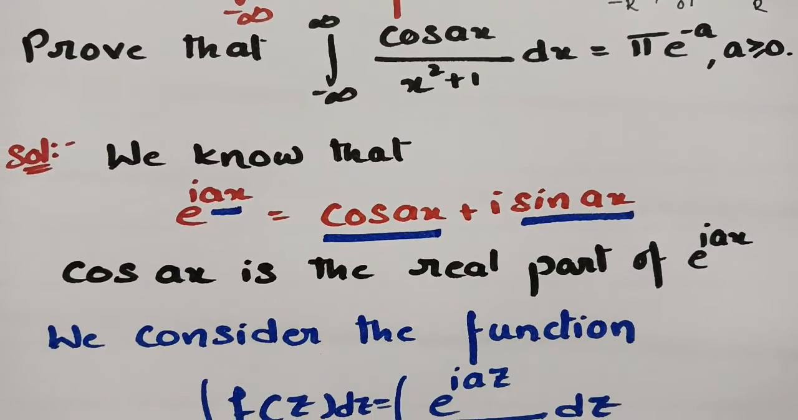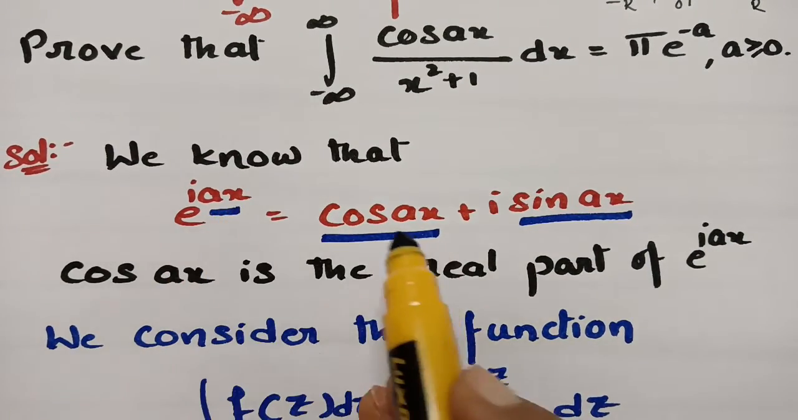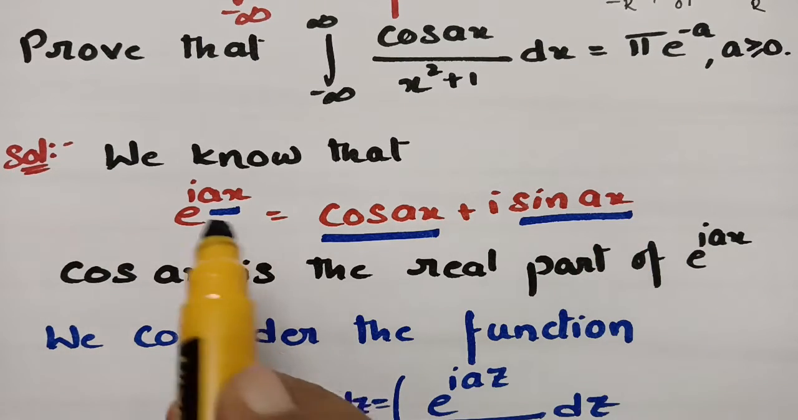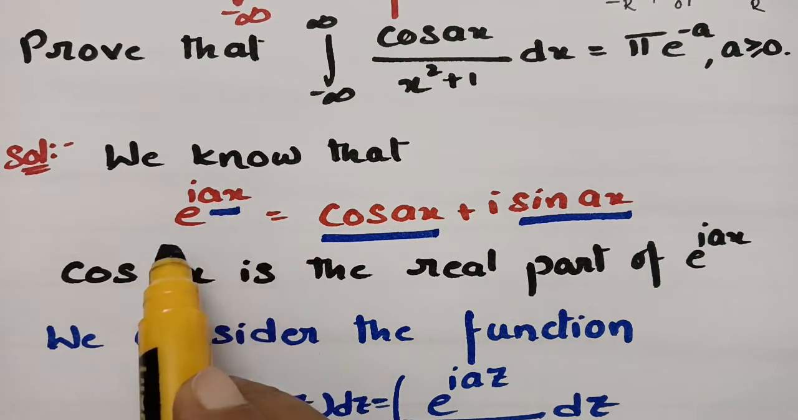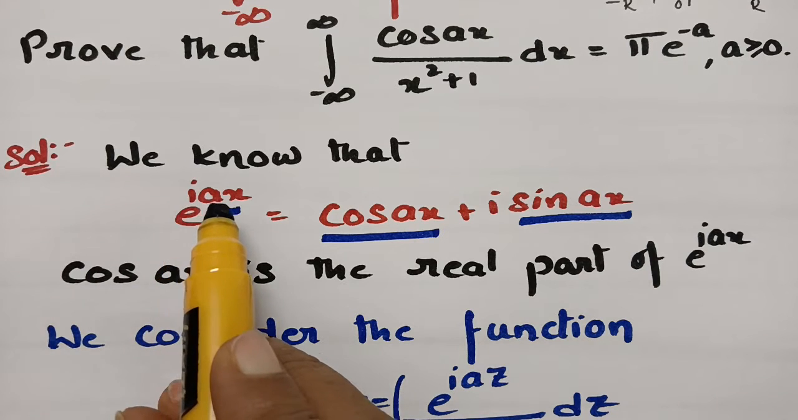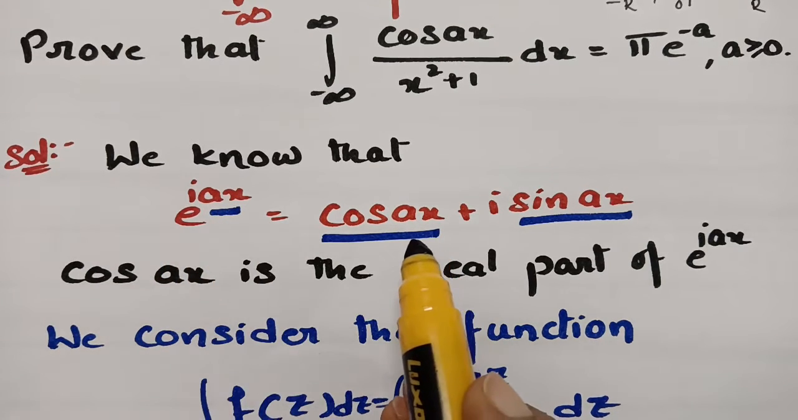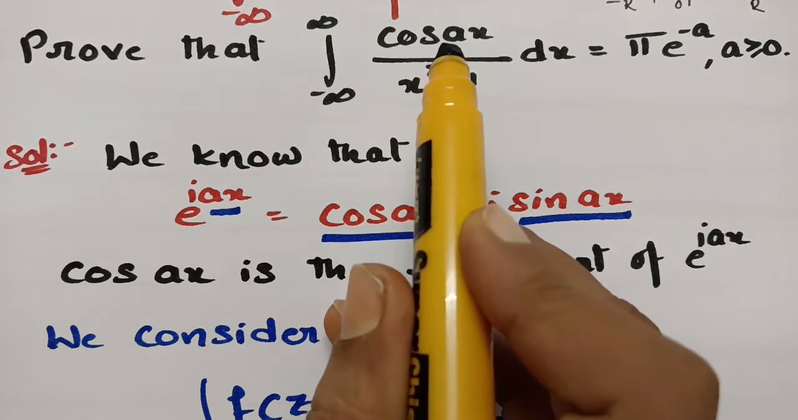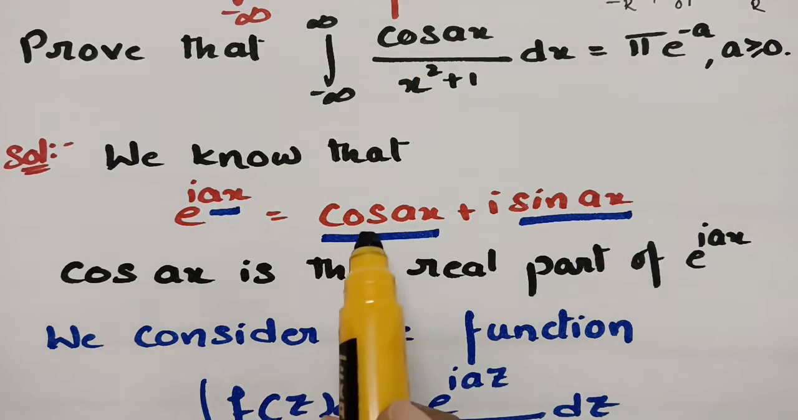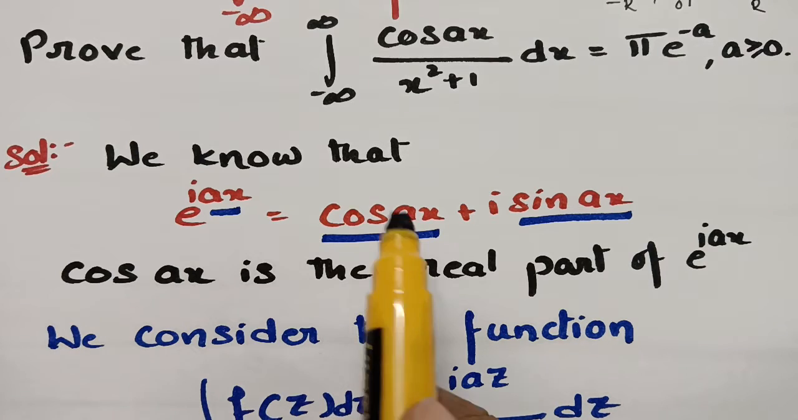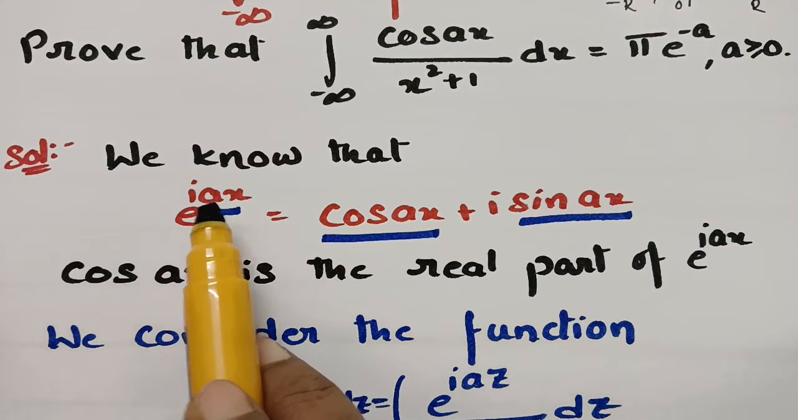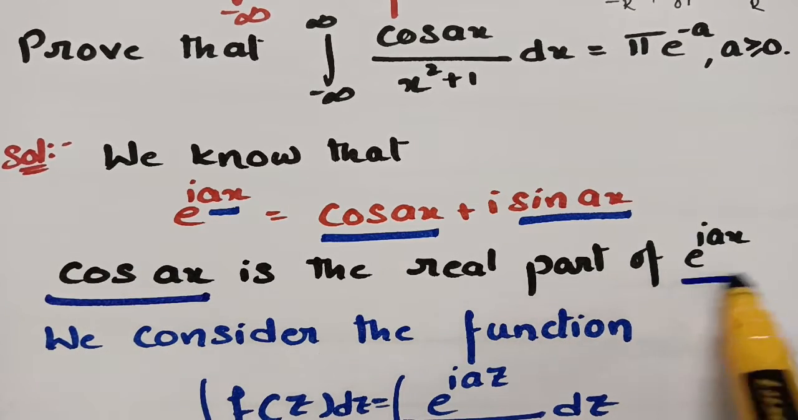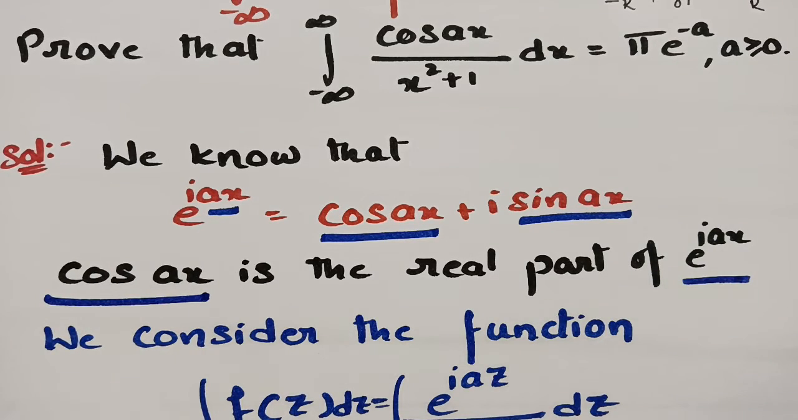As you know, e power i theta is nothing but cos theta plus i into sin theta. Here in place of theta we have ax. So e power i into ax is nothing but cos ax plus i sin ax. I need cos ax, as in the question. So what will be cos ax? Cos ax is nothing but the real part of e power i ax. Clear? Cos ax is nothing but the real part of e power i times ax.